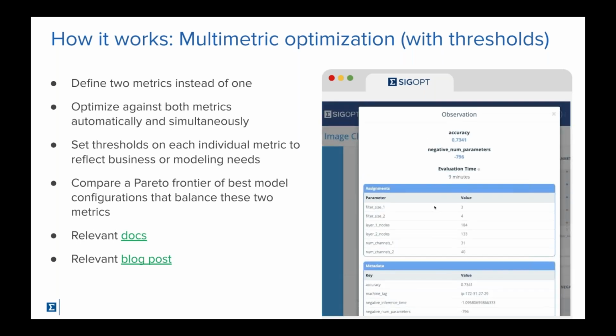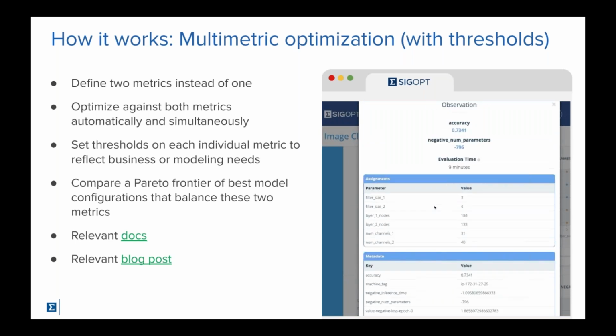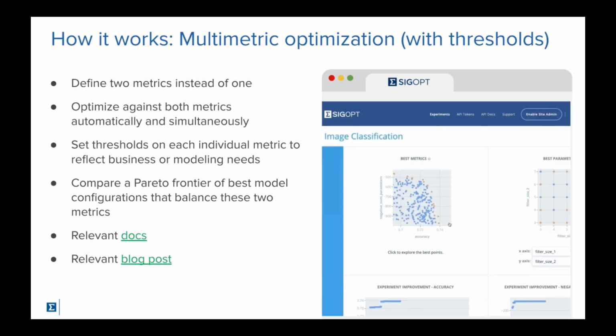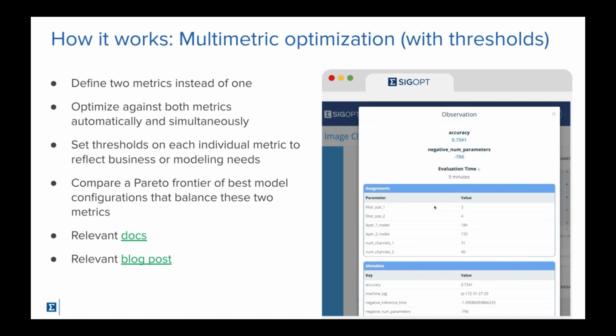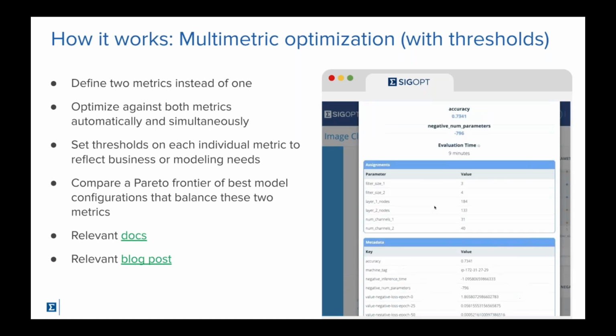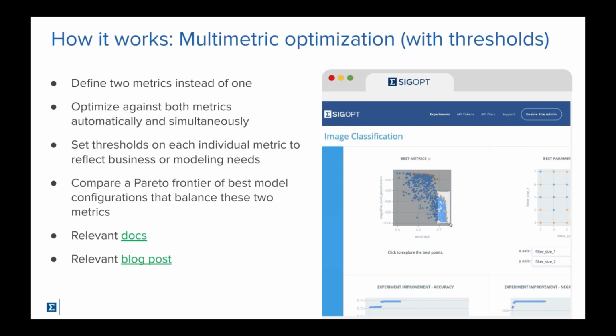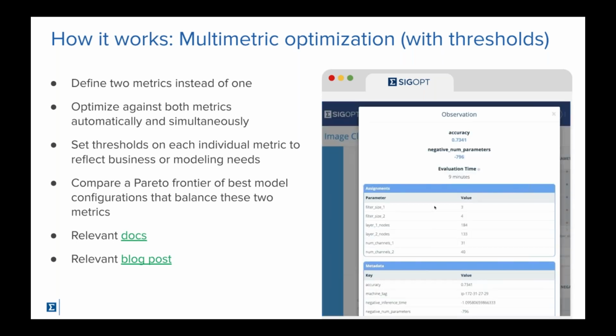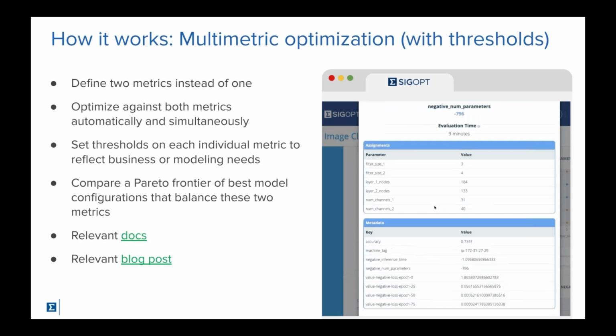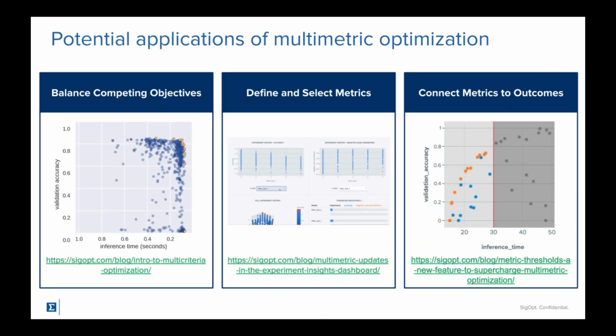So then you can make intelligent trade-offs between how you want to maybe decrease accuracy in order to vastly decrease training time, for example. And this can be extremely powerful, again, as you're doing that metric selection process throughout the actual modeling process as a whole.